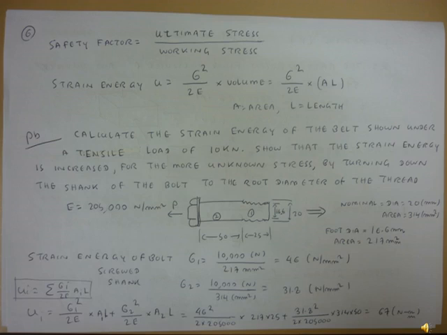And then we can also calculate the strain energy U. The strain energy Ui equals the summation of Gi squared by 2E multiplied by Ai multiplied by L. So U equals G1 squared by 2E multiplied by A1 L plus G2 squared by 2E multiplied by A2 L. G1 is 46, G2 is 31.8. So 46 squared divided by 2 multiplied by 205,000 multiplied by 217 multiplied by 25, plus 31.8 squared divided by 2 multiplied by 205,000 multiplied by 314 multiplied by 50. So finally you get 57 Newton millimeter.